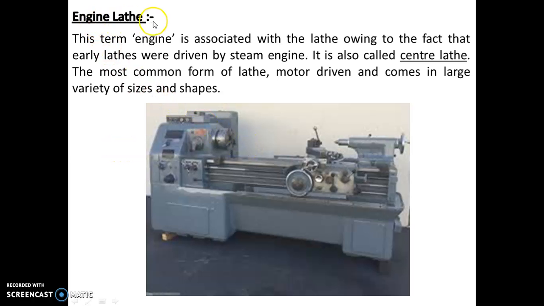The first type is the engine lathe, which we already discussed. It is the common type of lathe, termed the engine lathe. Earlier it was driven by steam engines, that's why it is called the engine lathe. It is the most common form of lathe, motor driven, and comes in a large variety of sizes and shapes. It is also called the center lathe because it has two centers between which the job can be held and rotated. A very high percent of all lathe work is done between the centers.